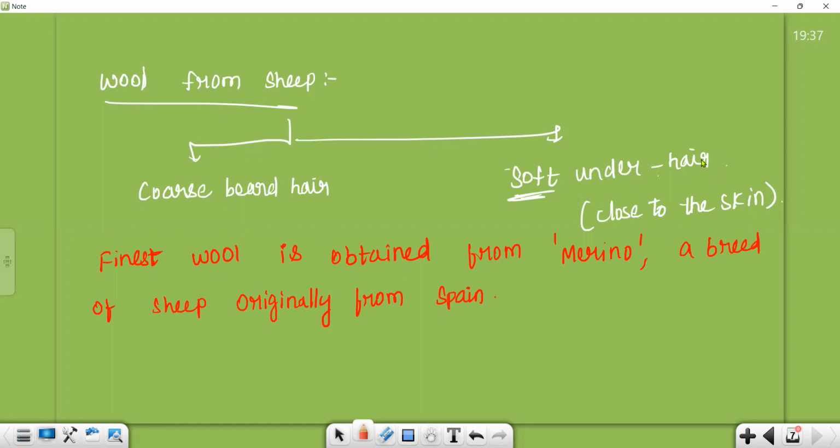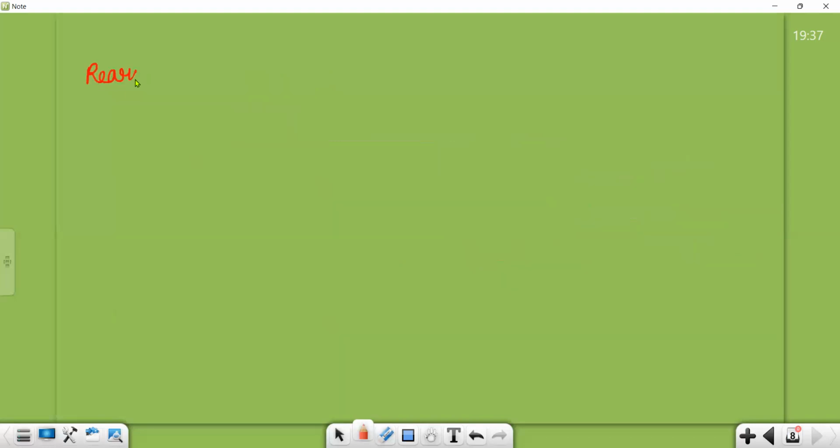So next, we will see the rearing of sheep. Ma'am, first process shearing, second process covering, third one is wool production. Rearing means keeping animals and taking care of them. Selective breeding, ma'am? Breeding is different, rearing is different. Rearing means keeping animals and caring for them. Ma'am, like domesticating animals.